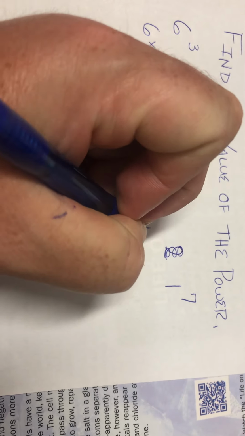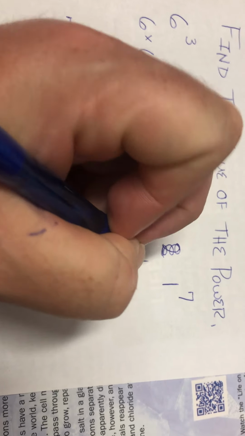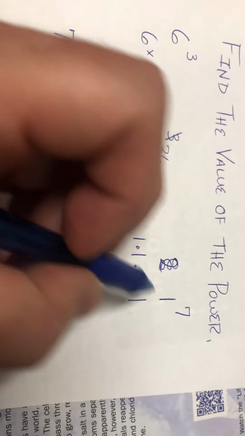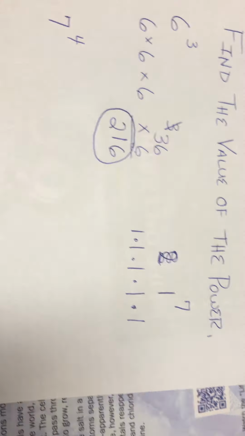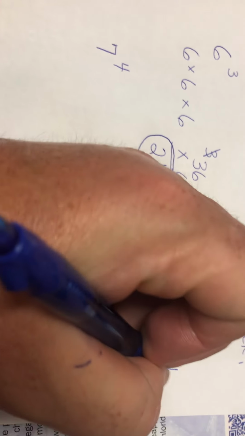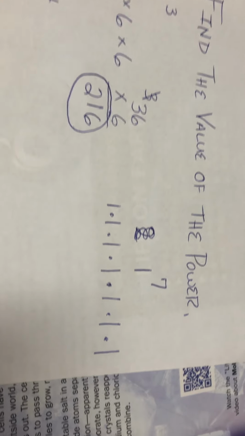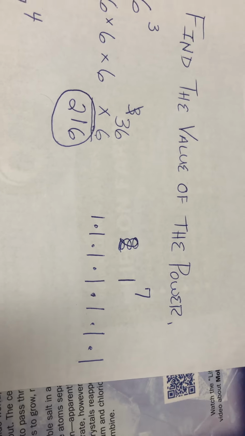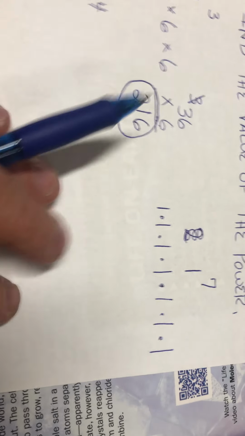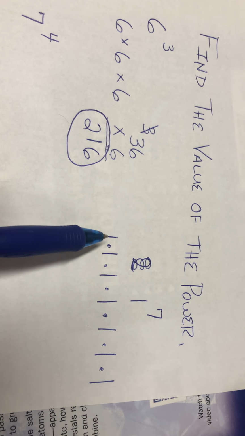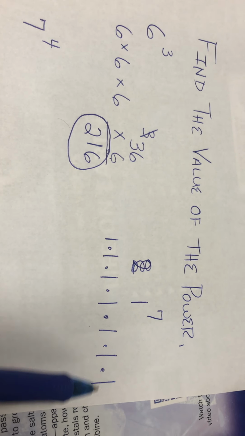So this is going to be 1 times 1 times 1 times 1, and some of you by now probably realize where this problem is going, times 1, times 1, times 1. It's really not going anywhere because it's just going to be 1. We have 1 as our base number, and then 7 ones: 1, 2, 3, 4, 5, 6, 7.